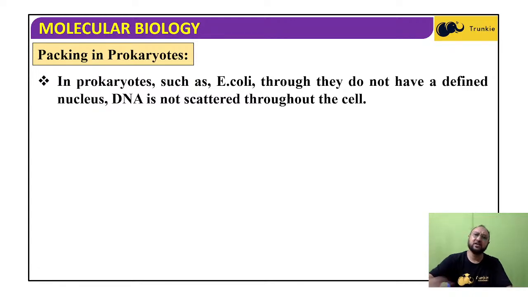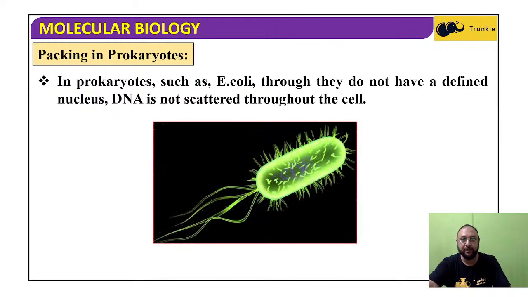DNA is scattered throughout this cell. I told you when explaining the difference between prokaryotic and eukaryotic cells. So DNA is scattered. There is no distinct nucleus, and there is no nuclear envelope. DNA is dispersed in the cytoplasm. This is a bacteria, mycoplasma.